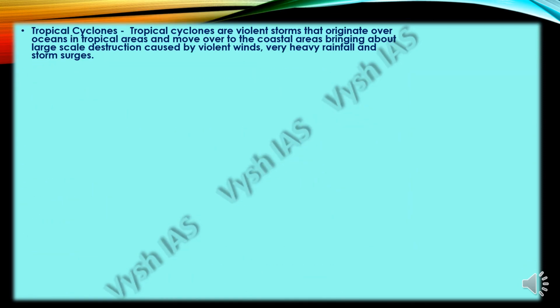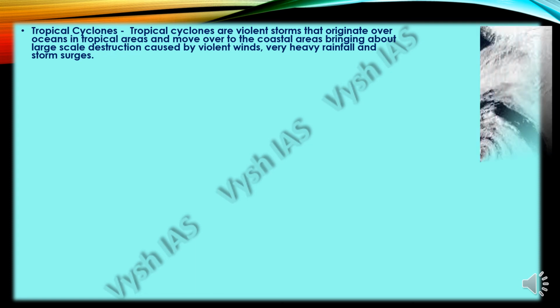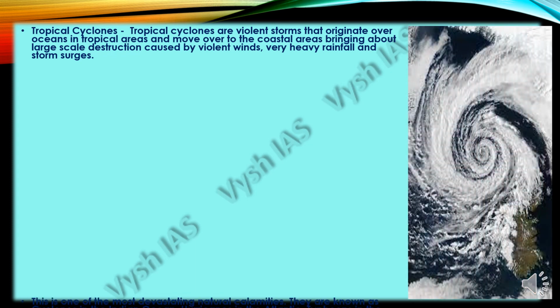So next we have the tropical cyclones. Tropical cyclones are very violent in nature. They are violent storms. They originate over oceans in the tropical areas and start moving towards the coastal areas, bringing about large scale destruction, which is caused by the violent winds and the very heavy rainfall which comes along with it, and also the storm surges which we read about earlier.